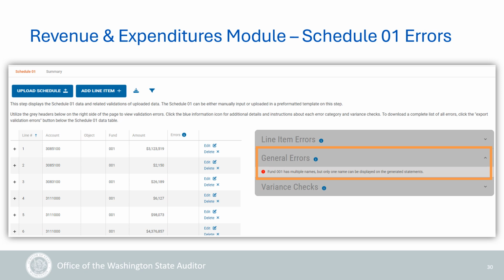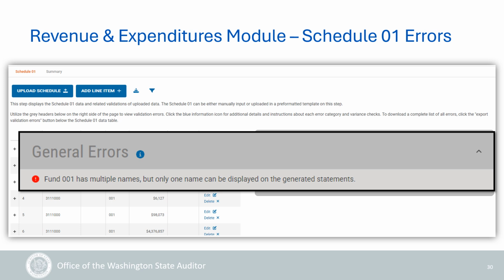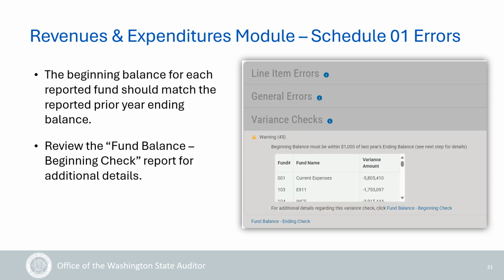The second header, General Errors, will display errors that affect the Schedule 01 as a whole and are not associated with specific line items. Since these errors are not associated with specific line items, there are no toggle buttons here. An example of a general error is when a fund number has multiple fund names. The filing system will indicate which fund number has the errors, and you can use the filter button towards the top to filter for that specific fund number. Then review each line item within that fund to make sure that the fund name is consistently the same for each fund number.